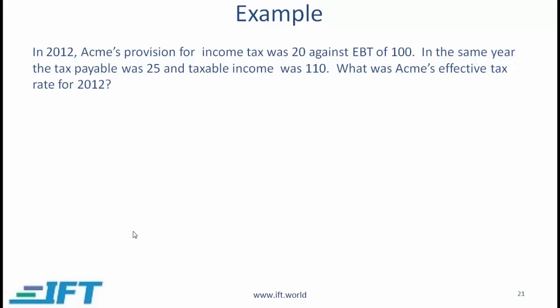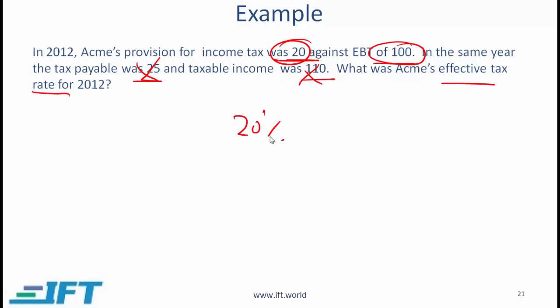Do this example now. If you followed what I just said, then you will notice that I have given you 4 numbers. 2 from the financial reports. So income tax was 20 against earnings before tax of 100. The tax payable was 25, taxable income was 110. These are the 2 numbers we need to use. These numbers we do not use when coming up with the effective tax rate. So our effective tax rate is 20 over 100, which is 20%.